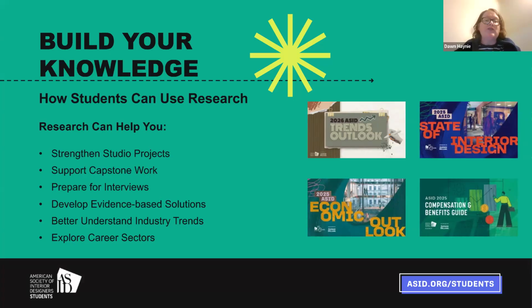And then just in general, leaning into the research and really understanding all that we offer helps you better understand industry trends, right? And with that, it allows you to explore the career sectors, whether professional design services or whether you want to go into sales. There is a wide range of where interior designers offer their talents, and you can find that in that State of Interior Design report. You can see the different places that we offer our design services and how big a piece of the pie that is for the entire industry. Those are just a few of the things, Randy.